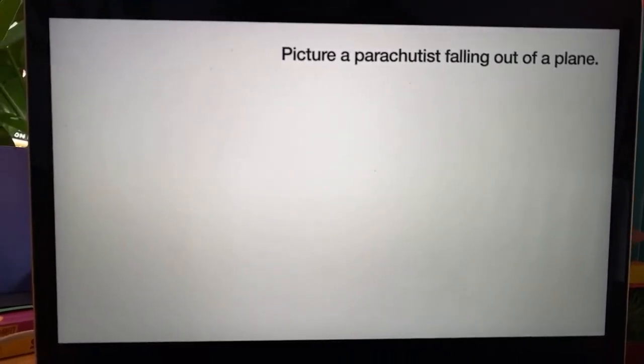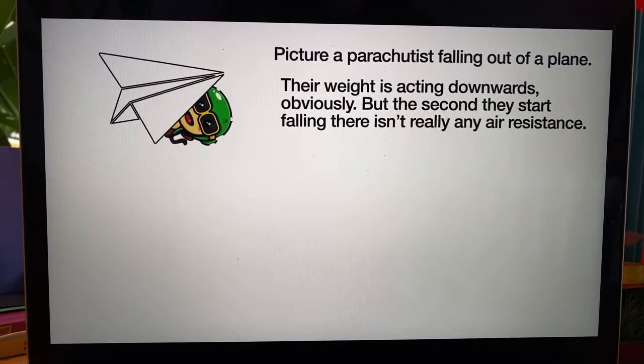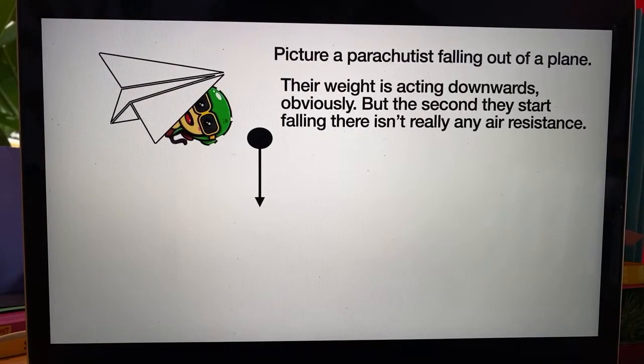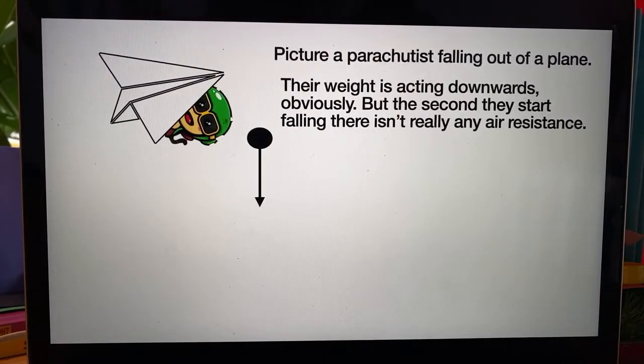Picture a parachutist falling out of a plane. This bit's quite good. There you go. Okay, so there he is. Their weight is acting downwards, obviously, like you always have weight if you're in a gravitational field. But the second they start falling, there isn't really any air resistance. There's not many air particles pushing up against them. So this would be the force diagram for a parachutist that had just started falling out of a plane, okay? We've really just got weight acting downwards and nothing above.